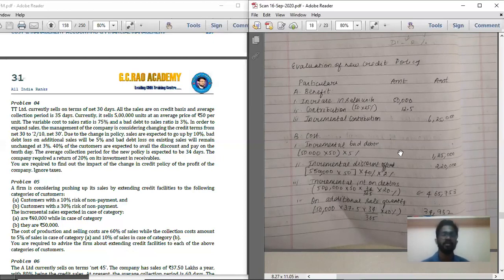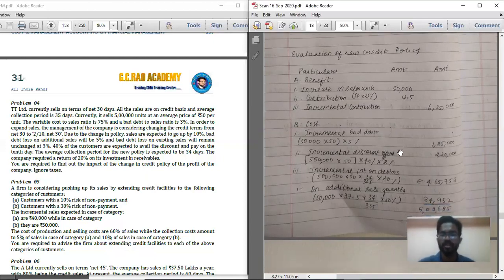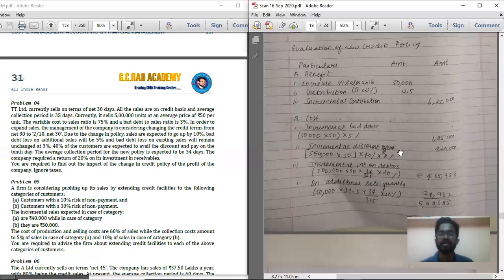See, you are telling customers that if they repay within 10 days, you will give them a 2% discount. And 40% of the customers come and repay, and you give the discount to them. So from the sales value you should deduct the discount offered. That is why you add it in the incremental cost and deduct it from the benefits. So the incremental discount offered is 2,20,000 in the inner amount column.